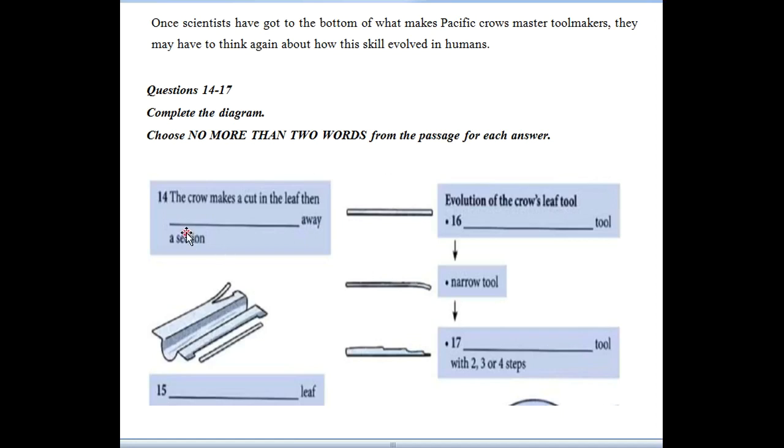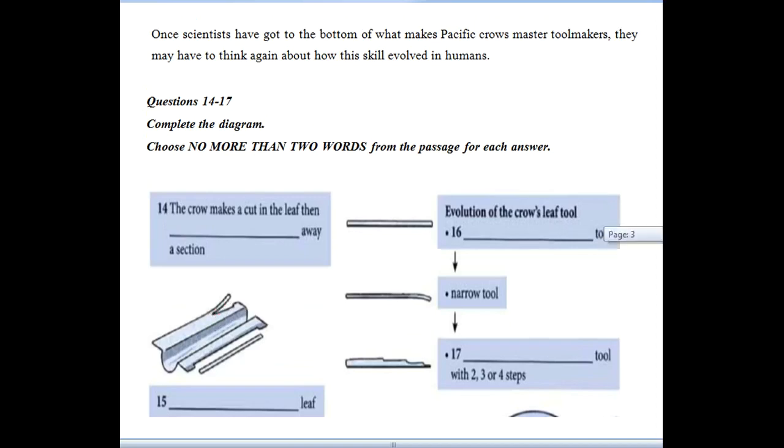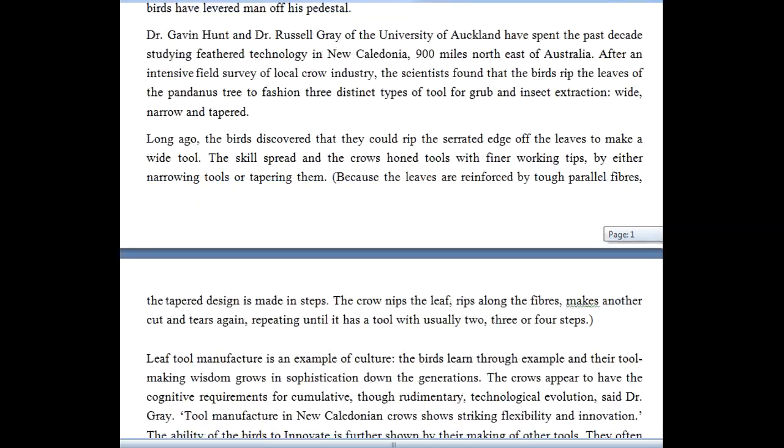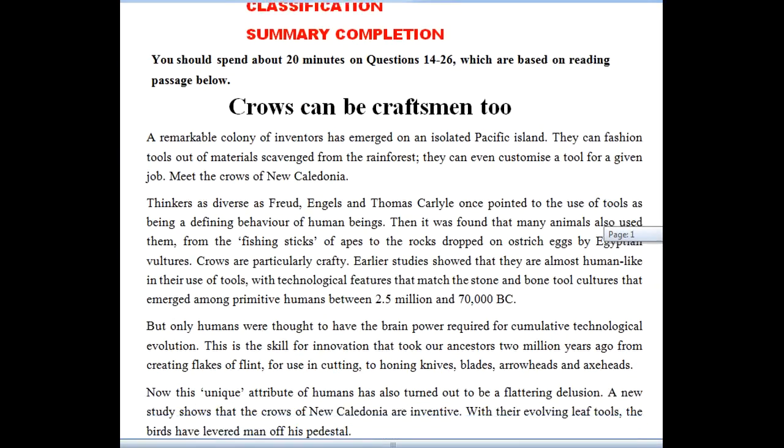So let's begin with the first keyword. The crow makes a cut in the leaf. The crow makes a cut in the leaf, then dashes away a section. So the crow makes a cut, that you have to find out. And you can see the picture also, no? He dashes away the sections, he tears it away, perhaps this kind of words you will have to find out. So let me find out: crow makes a cut. That's the first thing we have to find out.